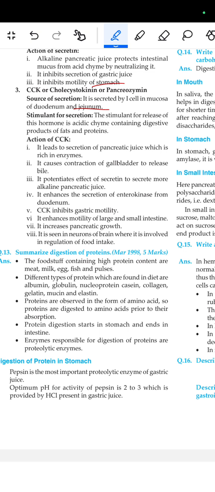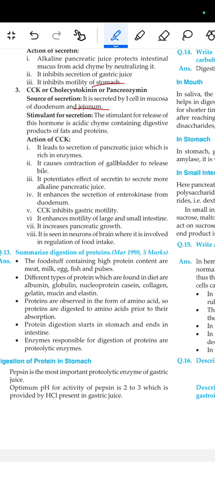Actions of the CCK: it leads to the secretion of pancreatic juice which is rich in enzymes. It causes contraction of the gallbladder to release the bile. It potentiates the effects of secretin to secrete more alkaline pancreatic juice. It enhances the secretion of enterokinase from the duodenum.